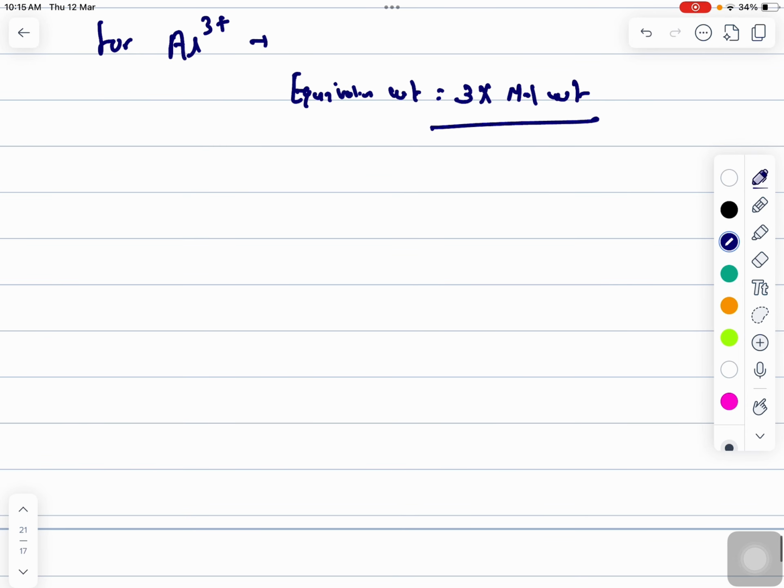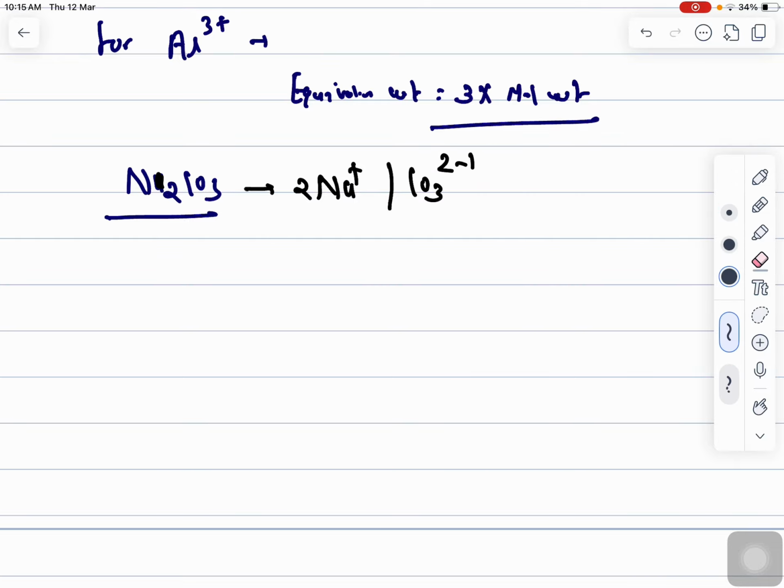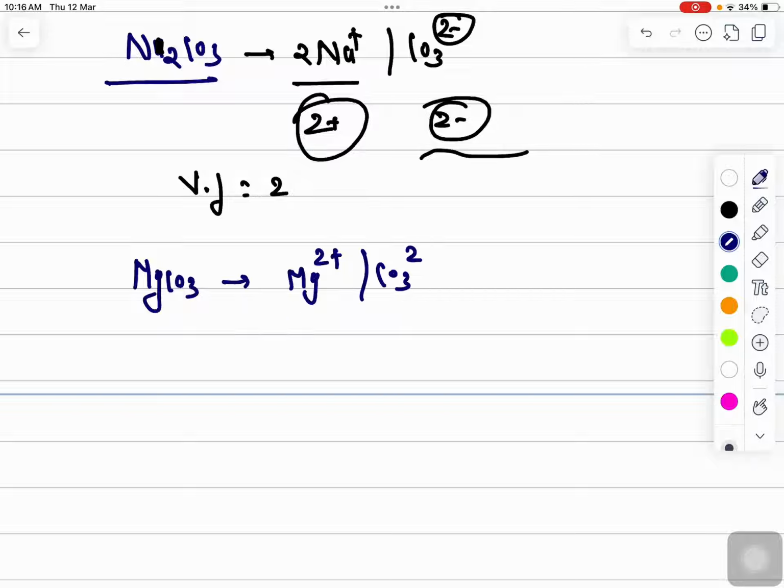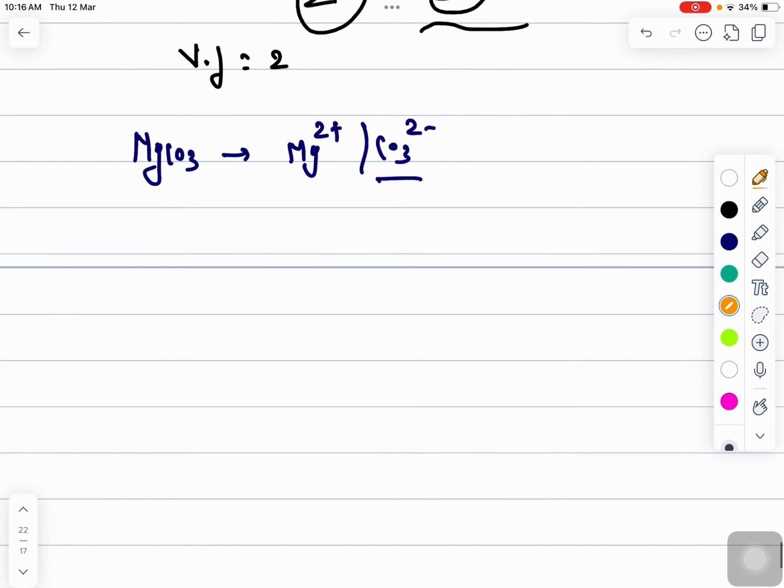Or what would be the equivalent weight of, let's say, Na2CO3, sodium carbonate? Now first you have to break this into 2 Na+ and CO3 2-, right? If you see here, there are two positive charges, 2+ and 2-, that are involved. So you have to take the valency factor here, 2, right? Or if I am talking about MgCO3, if I break MgCO3 into Mg2+ and CO3 2-, here you can see that your valency factor will be equal to 2, and then we can calculate.